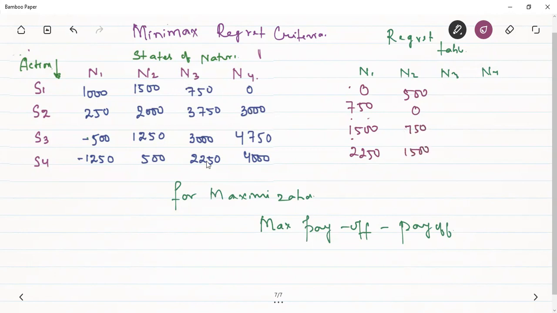In the third state of nature, the maximum value is 3750. Therefore, 3750 minus 750 will be equal to 3000. This should be 0, this should be 750, and this should be 1500. For the last state of nature, the highest value is 4750. Therefore, 4750 minus 0 is the value as it is. 4750 minus 3000 will be 1750. This has to be 0, and this has to be 750. So this is the regret table.